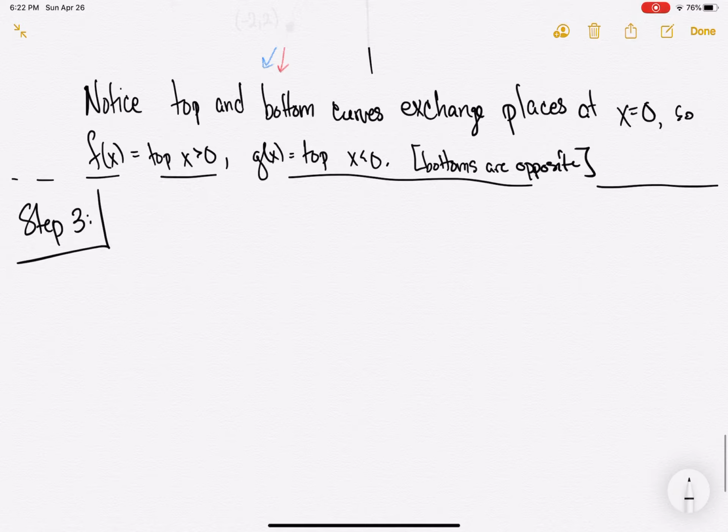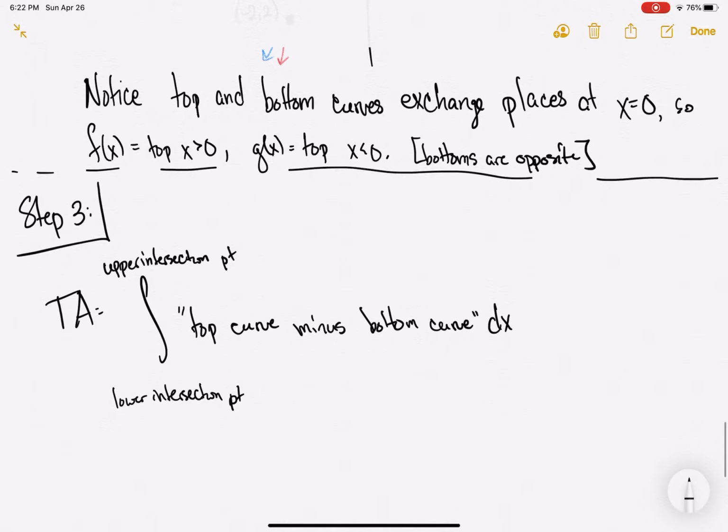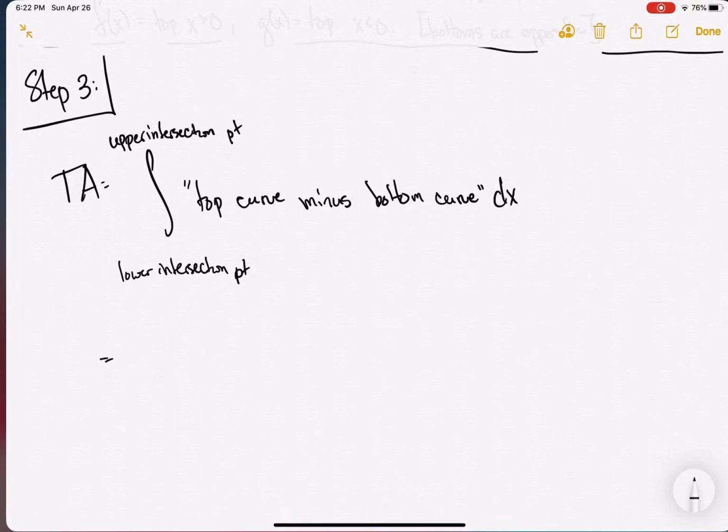Okay, so then this TA, total area, if I'm doing lower intersection point to upper intersection point of top curve minus bottom curve dx, then this actually gets split into 2 integrals.